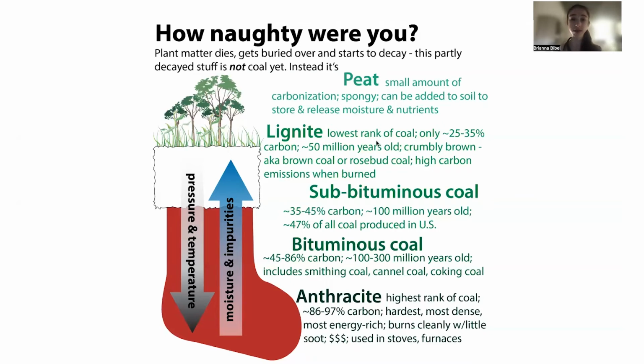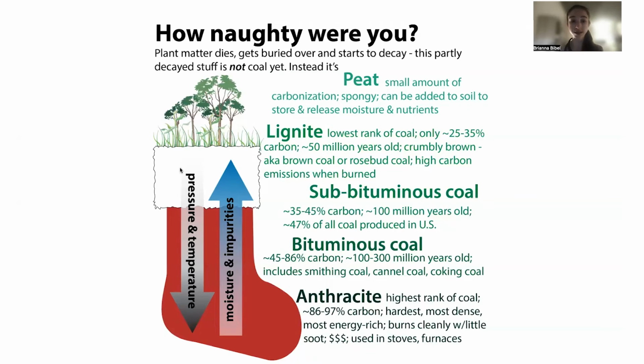This is about 50 million years old, and it's crumbly and brown, so it's sometimes called brown coal or rosebud coal. It gives you high carbon emissions when it's burned. If you go deeper and older, about 100 million years old, you're getting higher amounts of carbon because you're pushing out those impurities. This is like 35 to 45% carbon, and it represents about 47% of all the coal produced in the US.